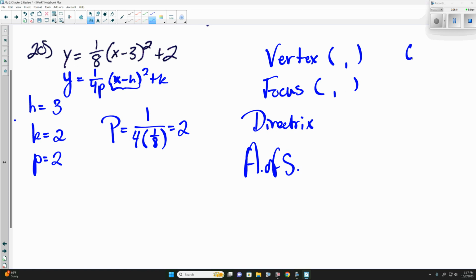Vertex in the general form is the point h comma k. Well, what's our h value? K value is 2. So we get the point 3 comma 2. Our focus, our general form for the focus, if we looked at the equation given us, is h comma k plus p. Well, our h value is still 3. But k plus p we need to calculate. It would be our 2 plus 2, which is 4.